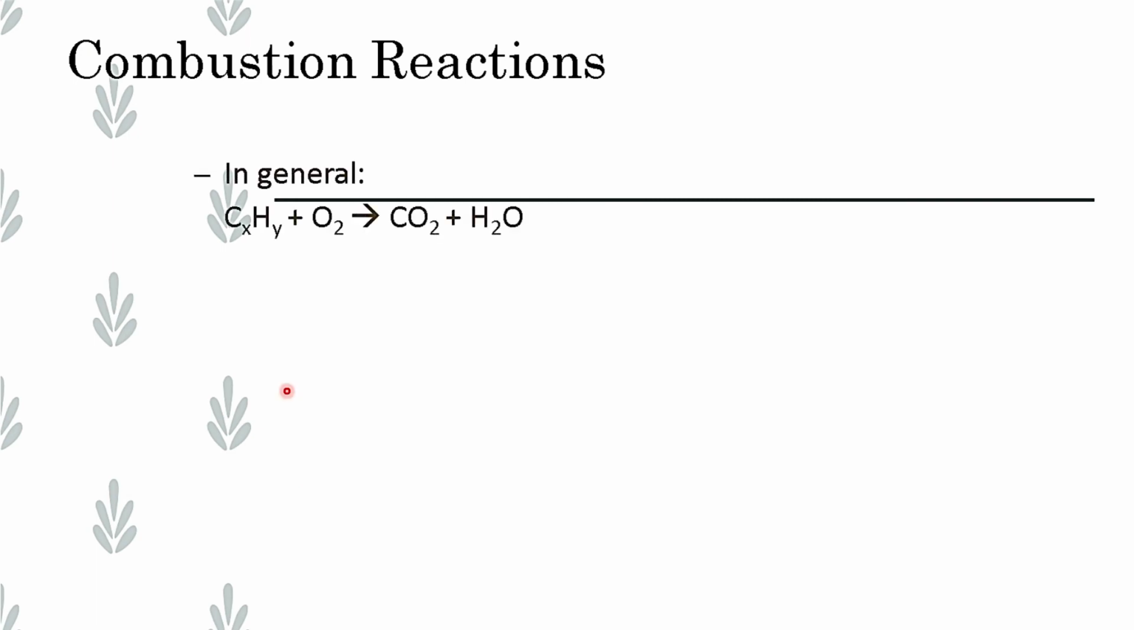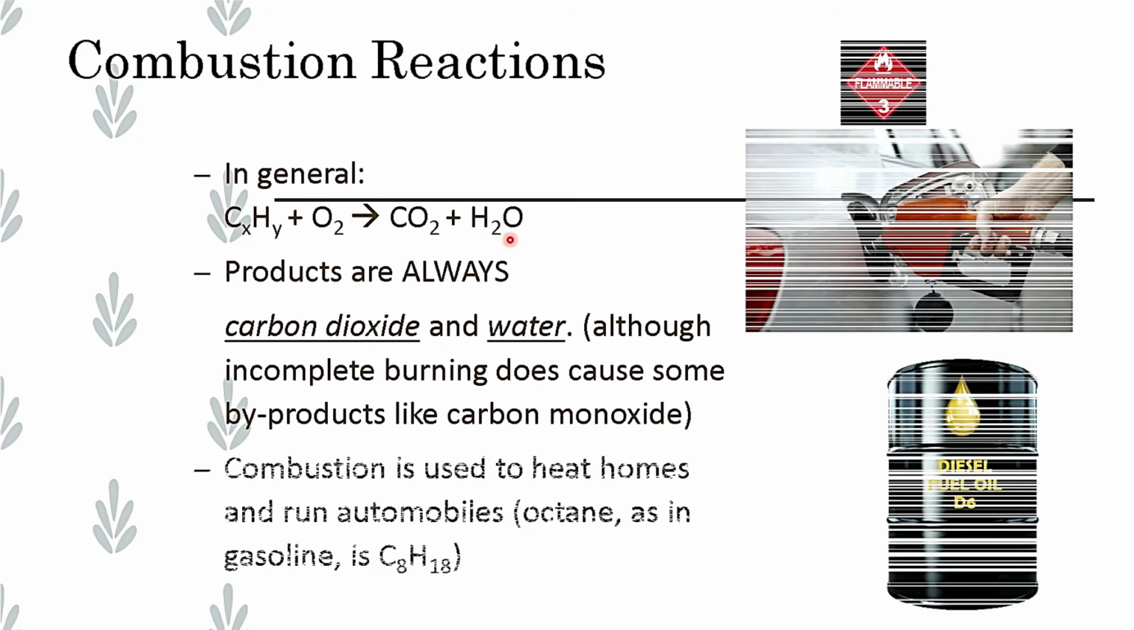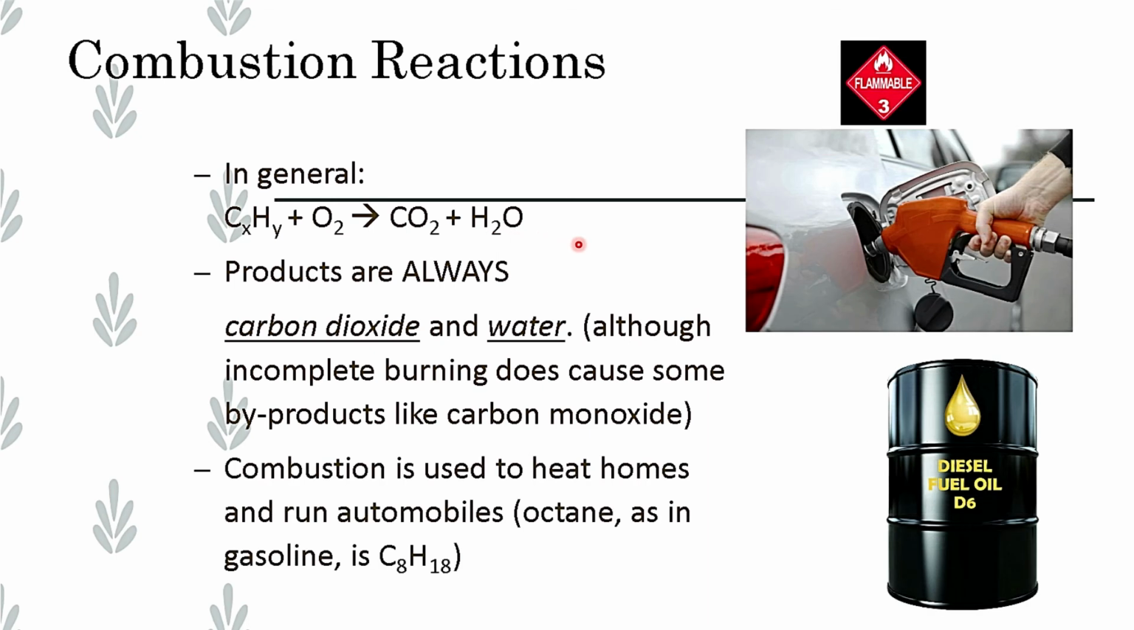This is the general equation. This is hydrocarbon. The number of carbon and hydrogen may vary, but oxygen, carbon dioxide and water will always be the same. So the products will always be carbon dioxide and water in a combustion reaction. Although in incomplete combustion, carbon dioxide and water will form with carbon monoxide and carbon.